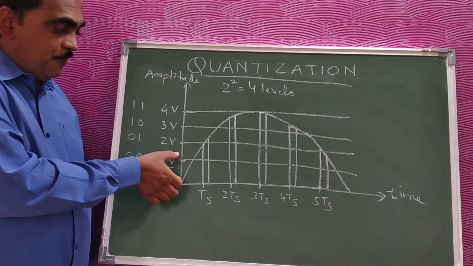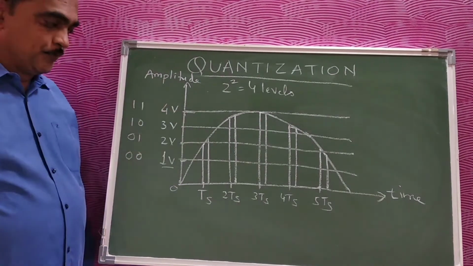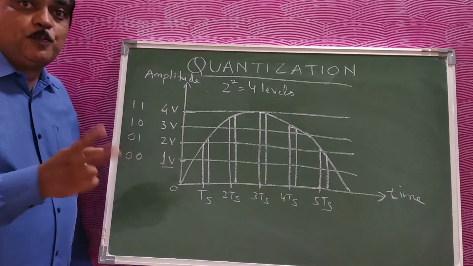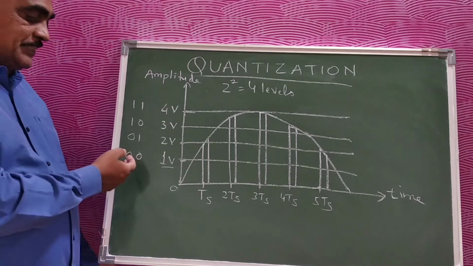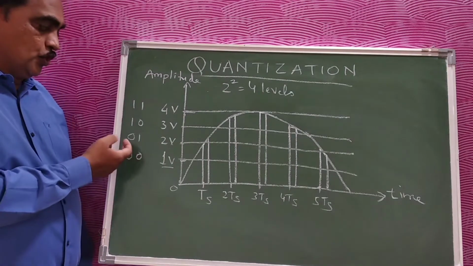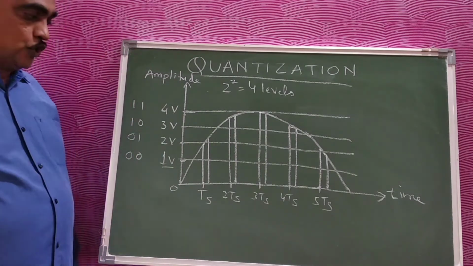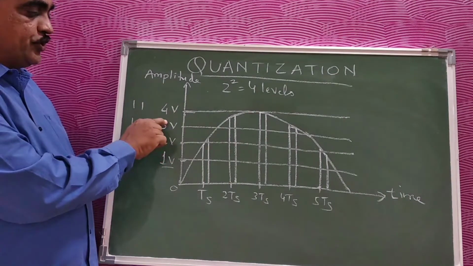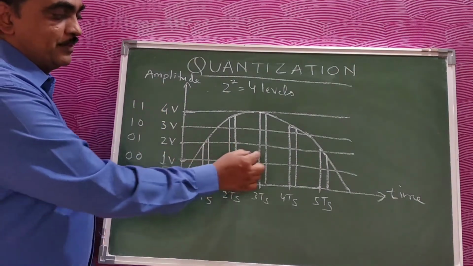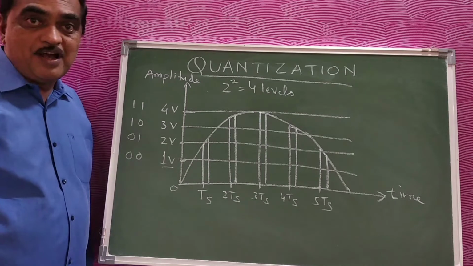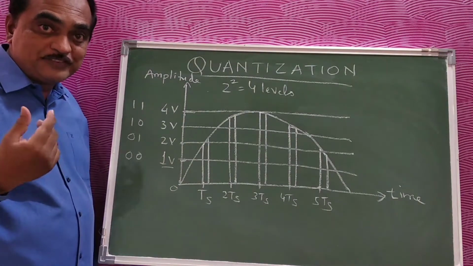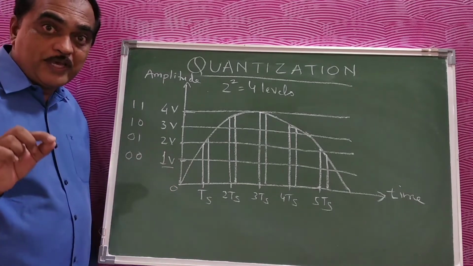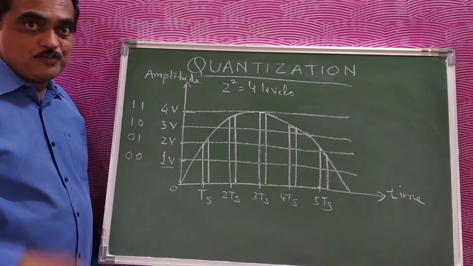Now here we have shown 4 levels. If there are 2-bit binary data at the output, then you can take 4 levels. So the levels can be taken as 00, 01, 10, 11. Here I have shown you 1 volt, 2 volt, 3 volt, 4 volt. And these were the samples we got after making the analog signal into samples, where the samples were of discrete time but continuous amplitude.